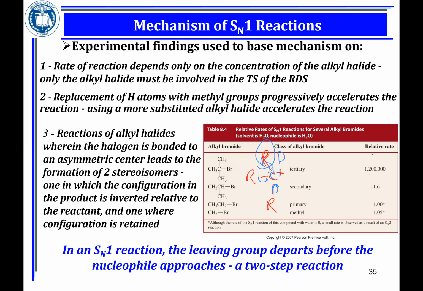Yes, an iodine leaving group is going to favor both SN1 and SN2 reactions. So if you have a better leaving group, that's even better. It favors both of them, not just SN1. A good leaving group is good for both of them, because we want to replace that leaving group.